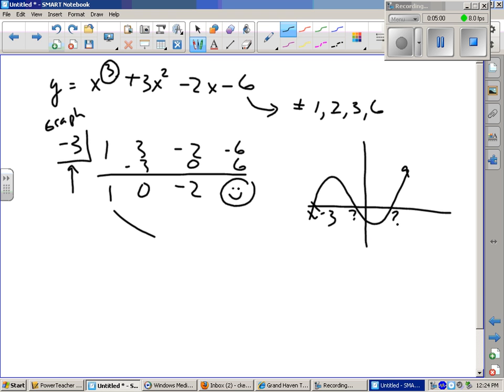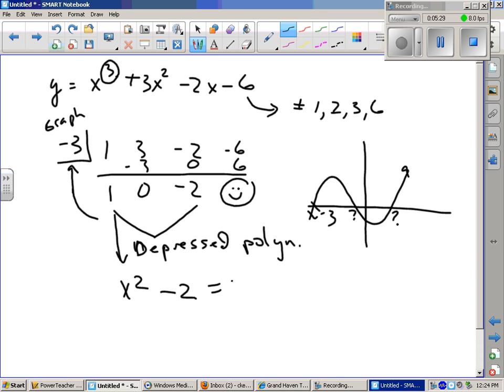Now what's left, these three, it's called the depressed polynomial, because we just factored out one of the zeros, one of the x's. The rest are kind of depressed because he's not there anymore. They're taking away parts of their family. So what we're going to do is make this x squared plus 0x minus 2. We're going to set it equal to 0.